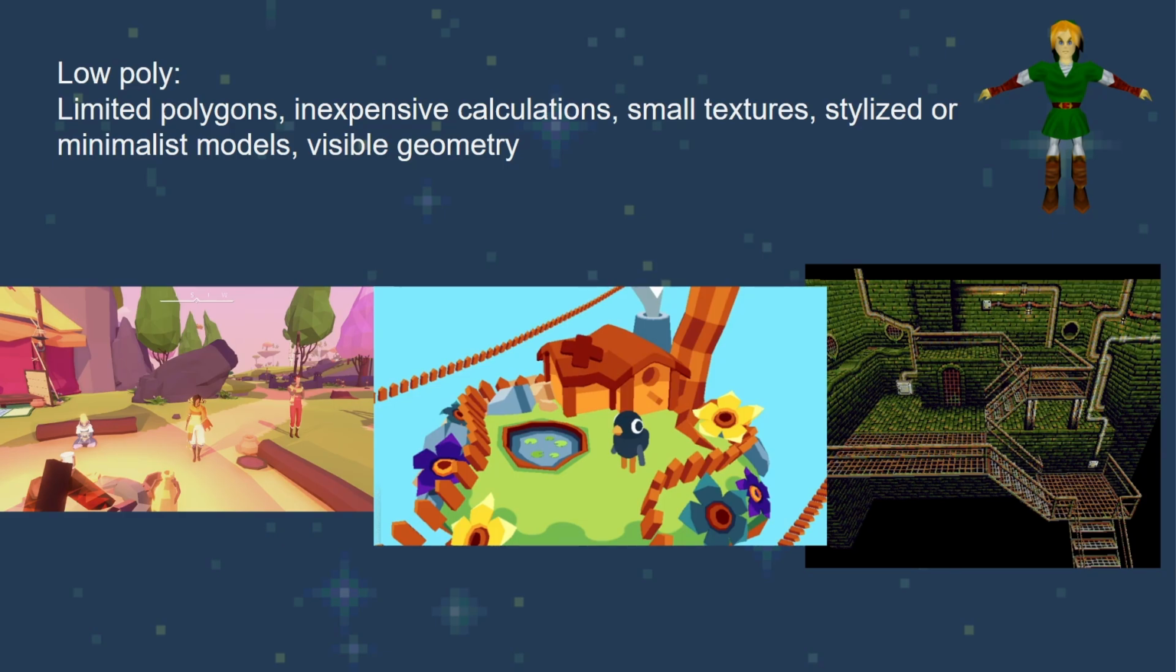So our goal is basically to use limited polygons, use inexpensive calculations, small textures, and create stylized or minimalist models and geometry. And fake lighting is another one I'll talk about.